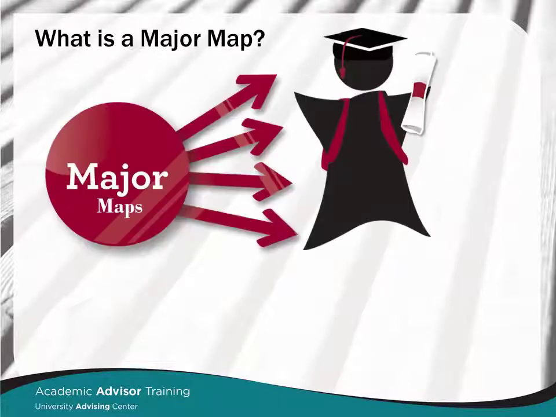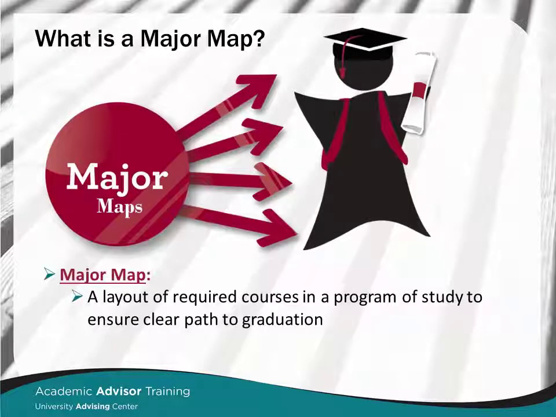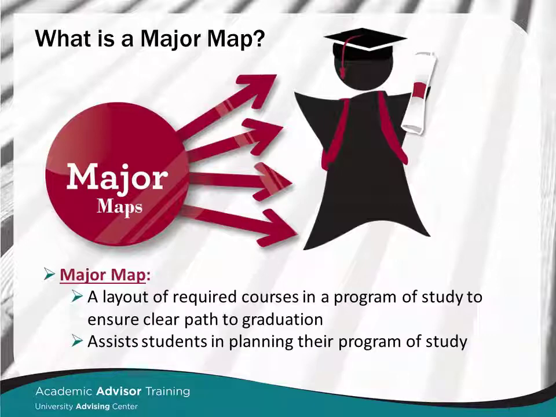A major map is defined as a layout of required courses in a given program of study, including progression requirements and suggested course sequence to ensure a clear path to graduation. Major maps are designed to assist students in planning their program of study and in comparing different programs of study.